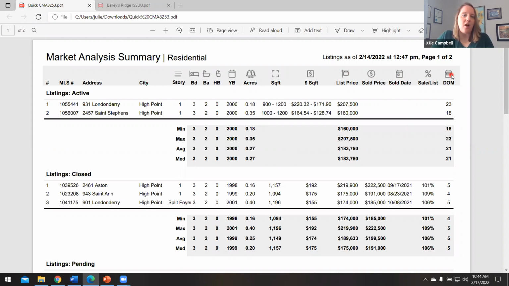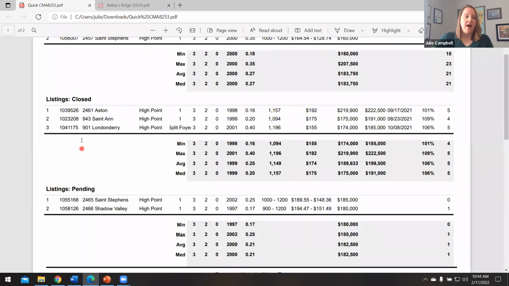So if I were listing a property in this neighborhood, first off, we would look at our active listings because this would be our current competition. This is what we would be up against. These are the properties that we need to beat, right? I want to get my seller under contract before these guys. This is our competition.